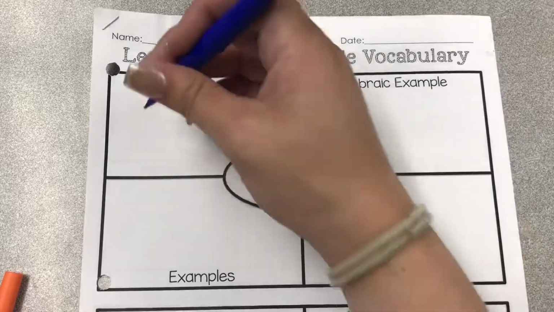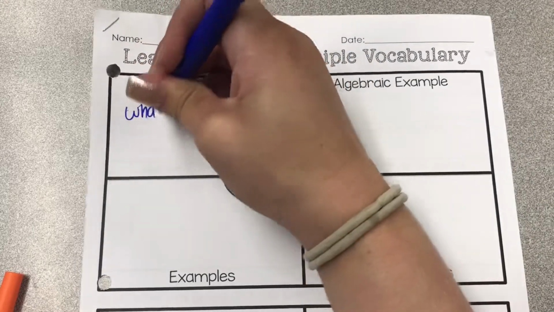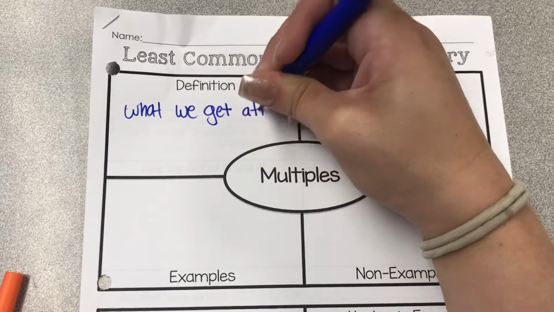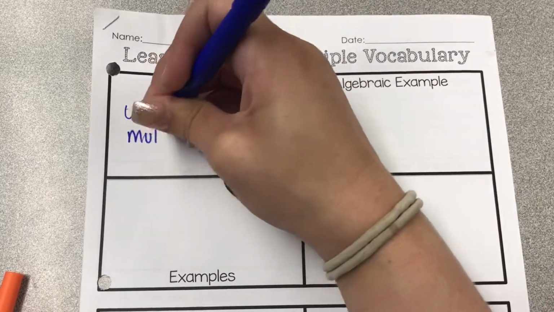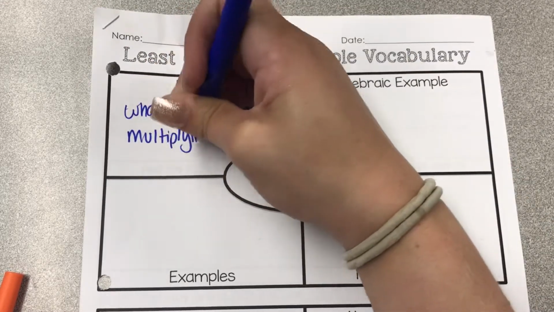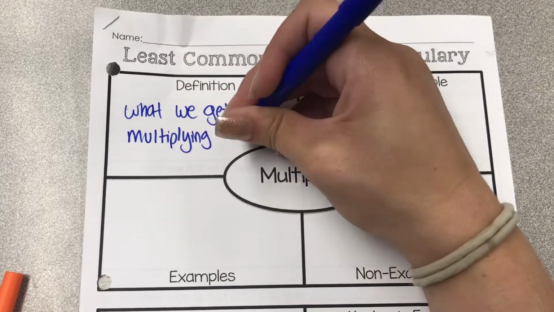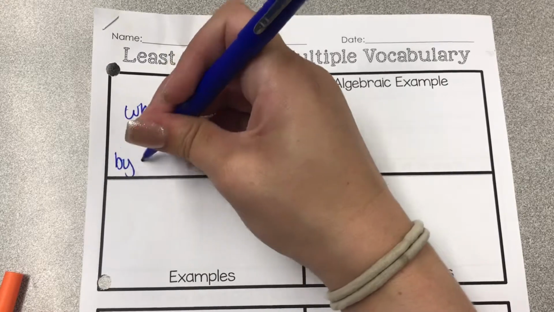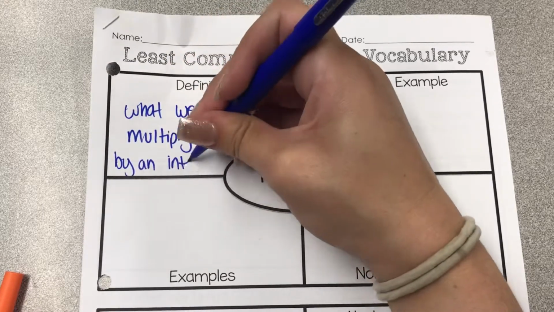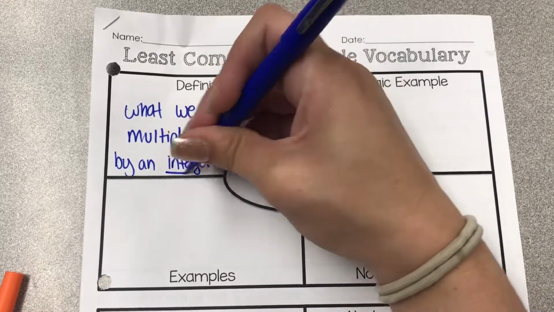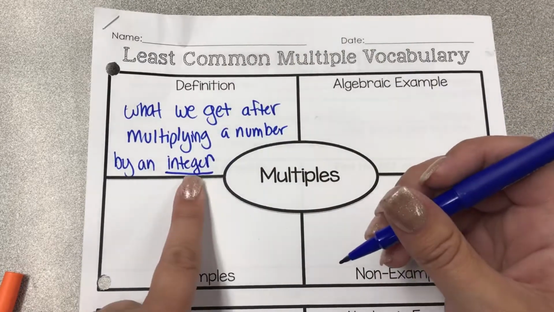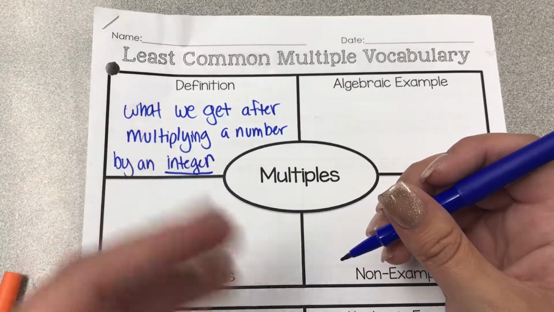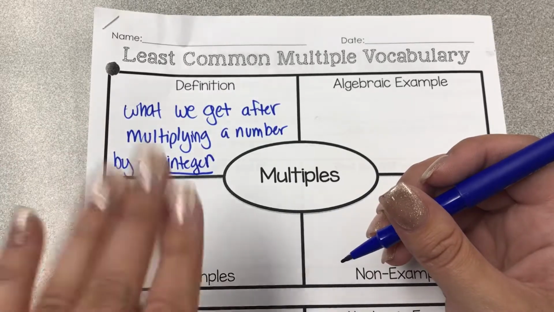We have multiples. It is what we get after multiplying a number by an integer. An integer is a new 6th grade word that we're going to talk about. Basically, it's any whole number. So an integer is like 1, 5, 10. It's not fractions or decimals.